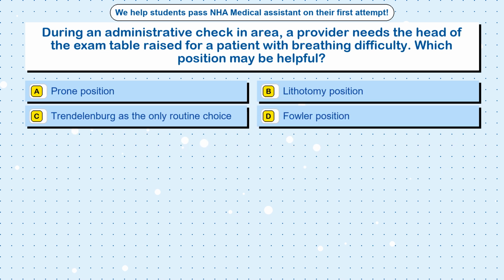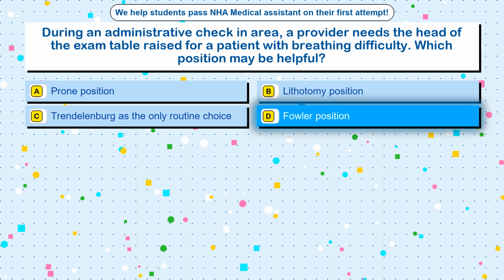Question 30. During an administrative check-in area, a provider needs the head of the exam table raised for a patient with breathing difficulty. Which position may be helpful? Option A, prone position. Option B, lithotomy position. Option C, Trendelenburg as the only routine choice. Option D, Fowler position. The correct answer is option D, Fowler position.